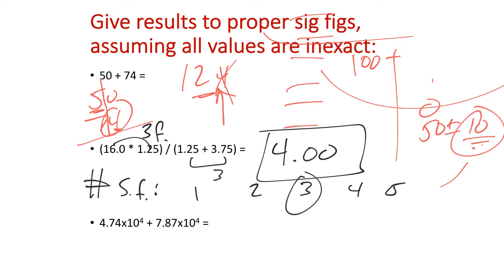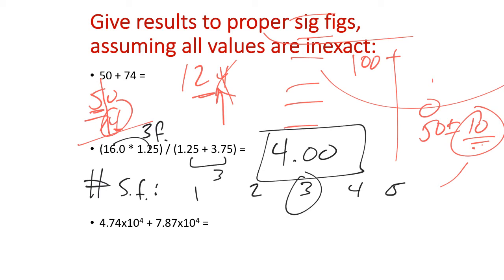So when you multiply, do the multiplication rule. Yes? So all the values are inexact, would that be the second one? Say that again? If all the values are inexact, then should the second one be?